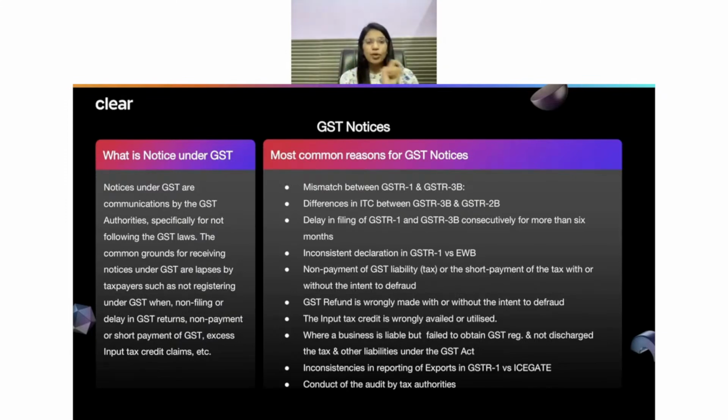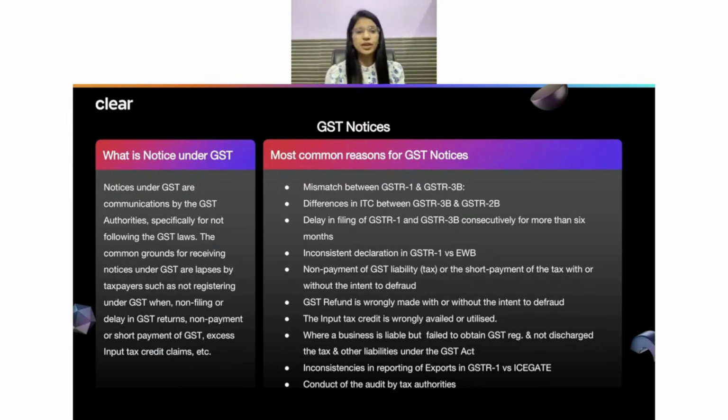So what is the important point which we should know before even filing the GSTR 3B? Here, let me first ask you this question and then maybe I will reply on that part, like how we can avoid the notices here also.